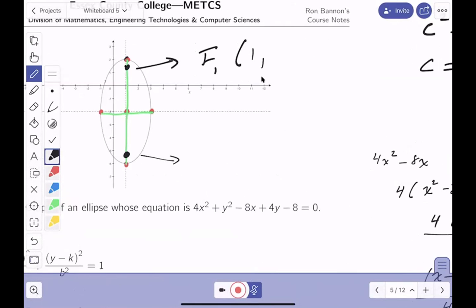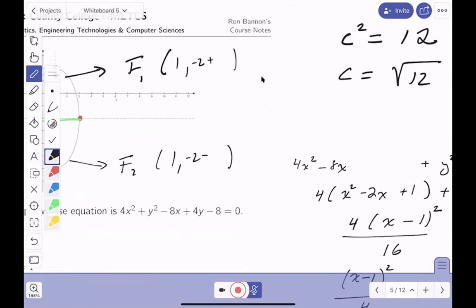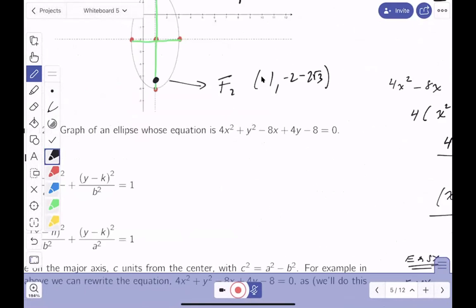What's this point over here? I'll call it foci 2. It's still going to be 1. Here comes my problem. I need to move in from the center. So it's going to be minus 2, minus 2. This one's going to be plus. This is going to be minus. I'm going to back off from it. So how much am I moving in? 2 root 3. Done. We're completely done with the picture.